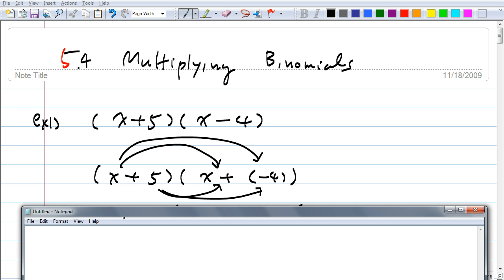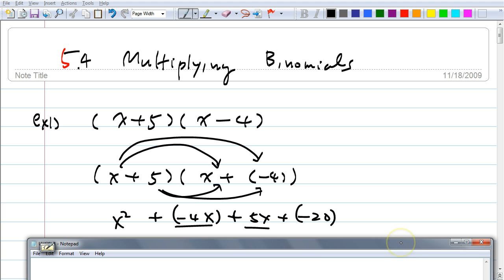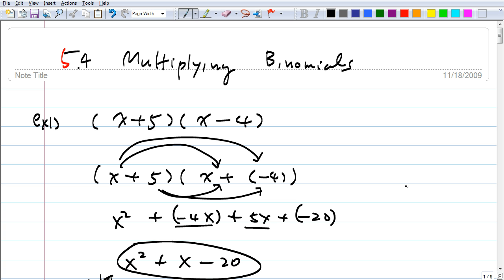All right, Jamin, tell me what to write. Yeah, so you get x squared plus negative 4x plus 5x, right? And aren't these two like terms? So what do we get when you add them together? You get x squared plus x minus 20. There you go. Very good. Any questions? Nothing difficult, right? We've done this many times before, haven't we?